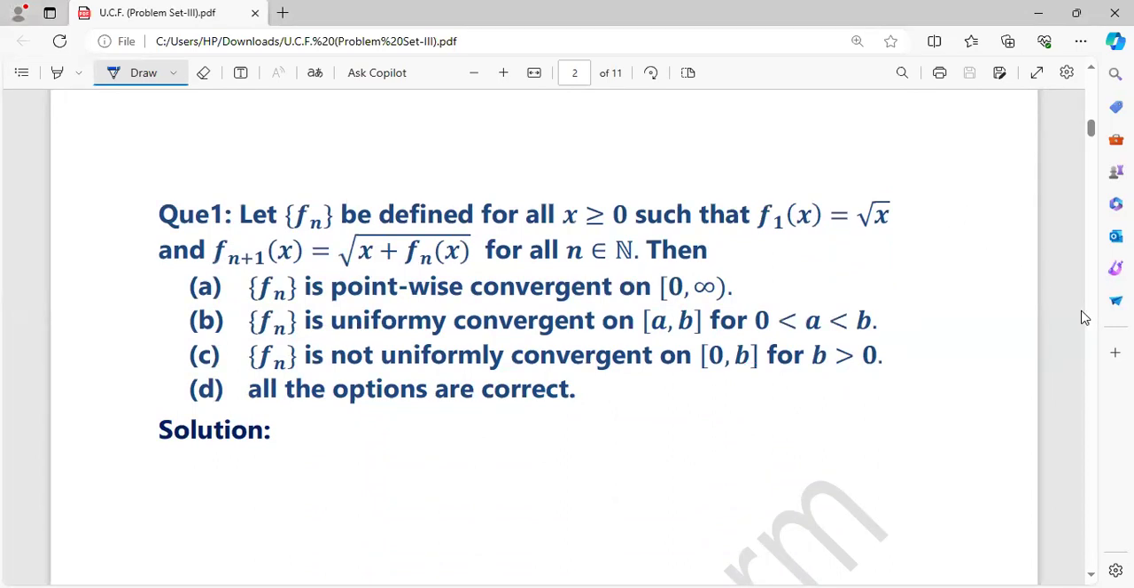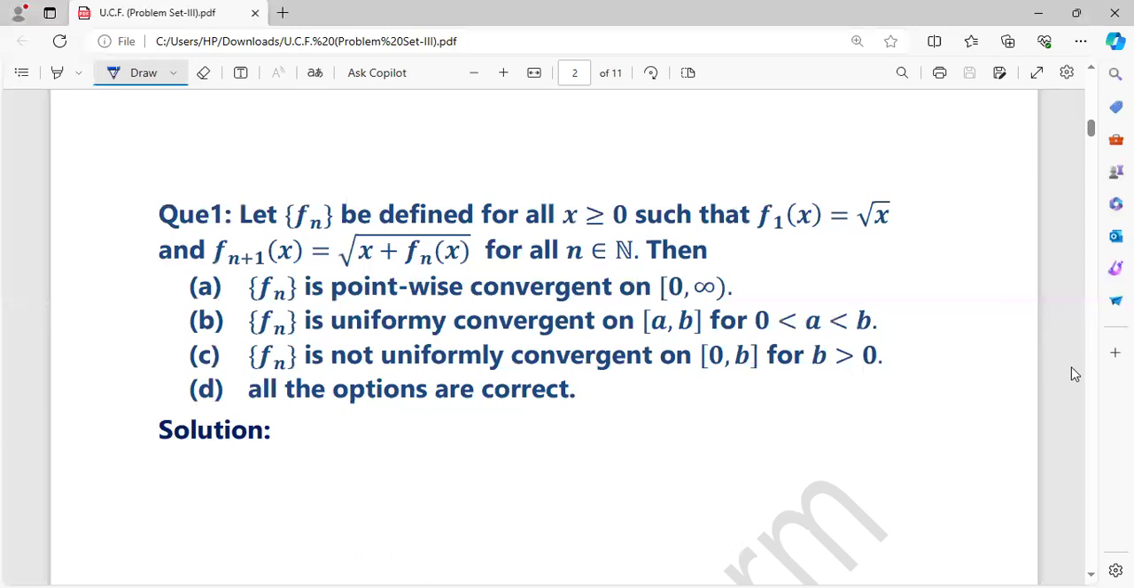f_n(x) is a function, each f_n is defined on the non-negative real numbers, and f_1(x) is the square root of x. f_n(x) is equal to the square root of (x plus f_{n-1}(x)), that is, defined inductively. Then the first option is: f_n is pointwise convergent on the closed interval [0, infinity). Second: f_n is uniformly convergent on [a, b] where a is greater than 0 and less than b. Third option: f_n is not uniformly convergent on [0, b], b greater than 0. Or, all the options are correct.